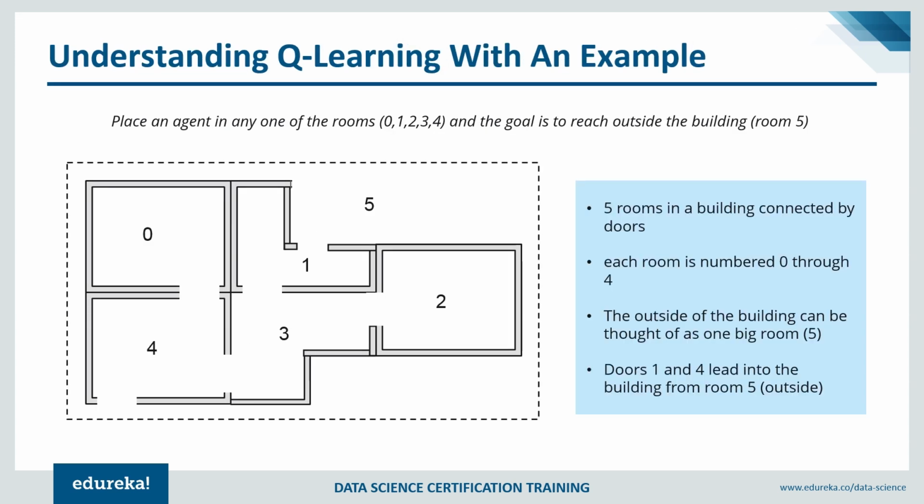So guys, let's understand the Q-learning algorithm, which is one of the most used reinforcement learning algorithms, with the help of an example. So we have 5 rooms in a building connected by doors, and each room is numbered from 0 through 4. The outside of the building can be thought of as one big room, which is room number 5. Now, doors 1 and 4 lead into the building from room 5 outside.